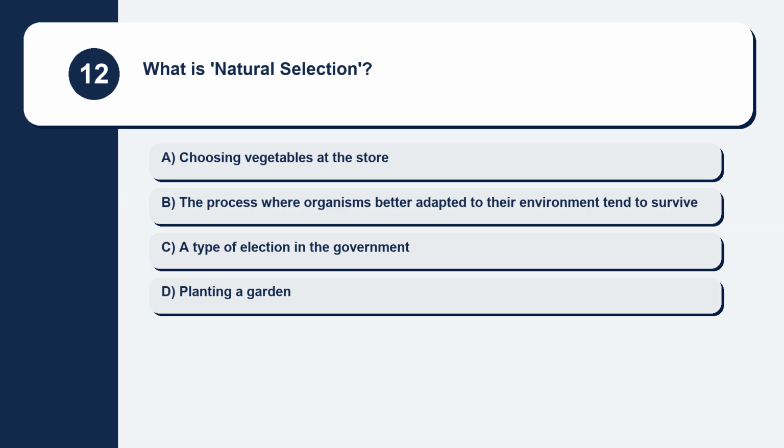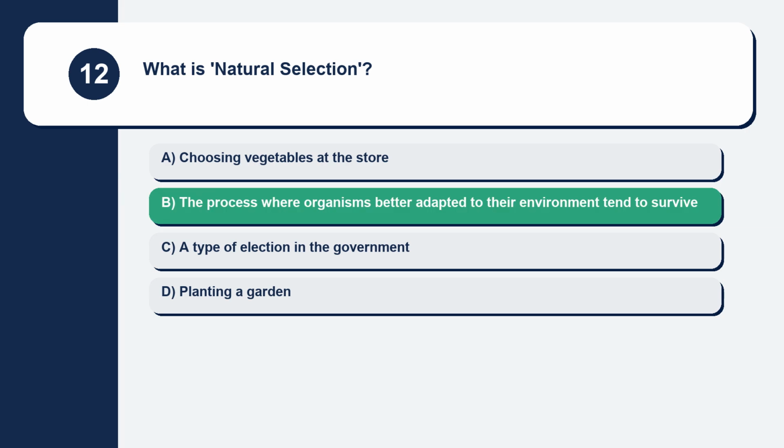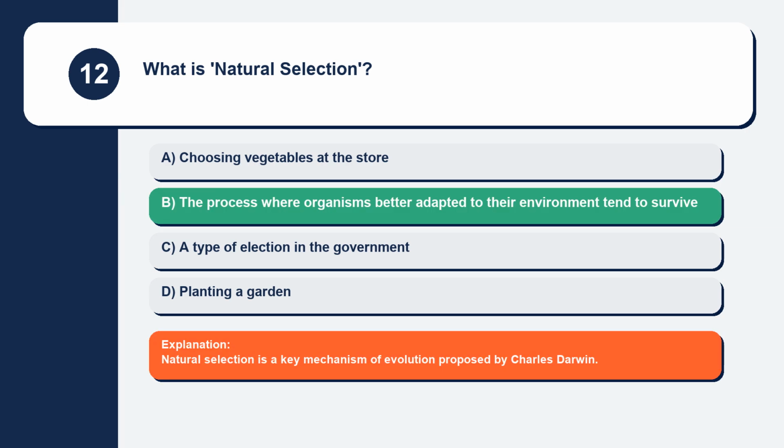Question 12. What is natural selection? Choosing vegetables at the store. The process where organisms better adapted to their environment tend to survive. A type of election in the government. Planting a garden. Natural selection is a key mechanism of evolution proposed by Charles Darwin.